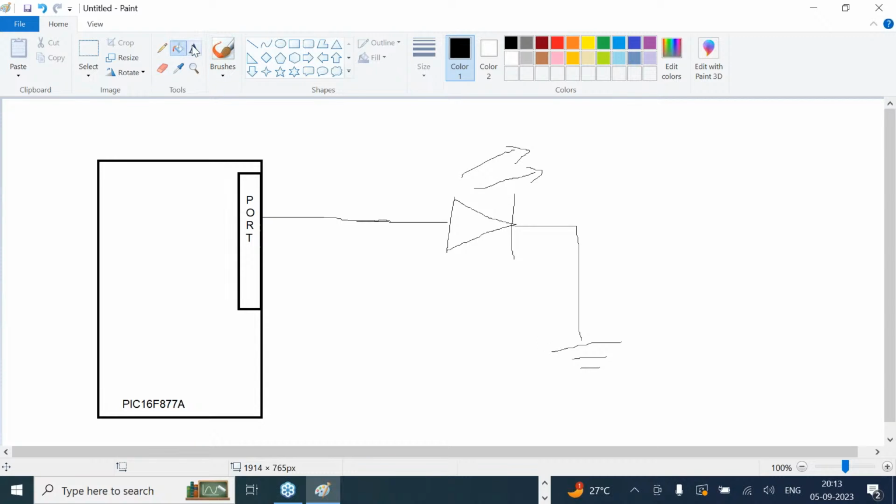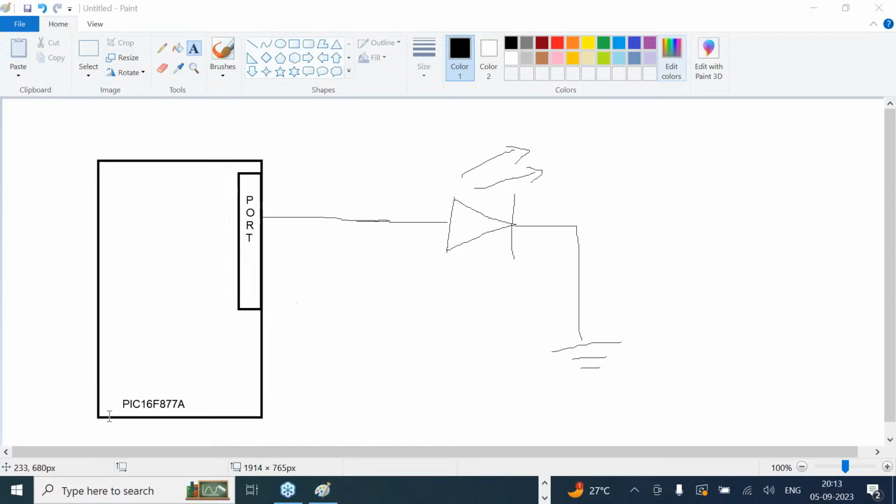So whatever external peripherals are there, they are connected to the microcontroller by using the ports. So a port is the interface between the microcontroller and the external peripheral. By using the ports, the connection happens. Now, for a moment, forget about the LED.